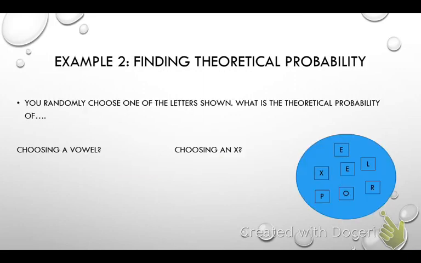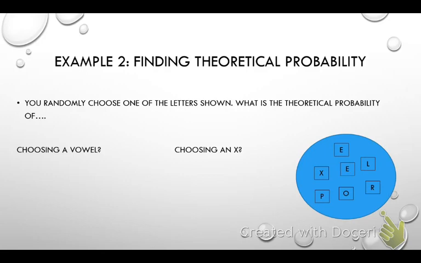You randomly choose one of the letters shown. So you are not actually choosing it. You're just saying, if I did choose it, this would be my chance of choosing, and you have two scenarios: choosing a vowel or choosing an X. So we look at these letters, and we're going to now set up our probability.